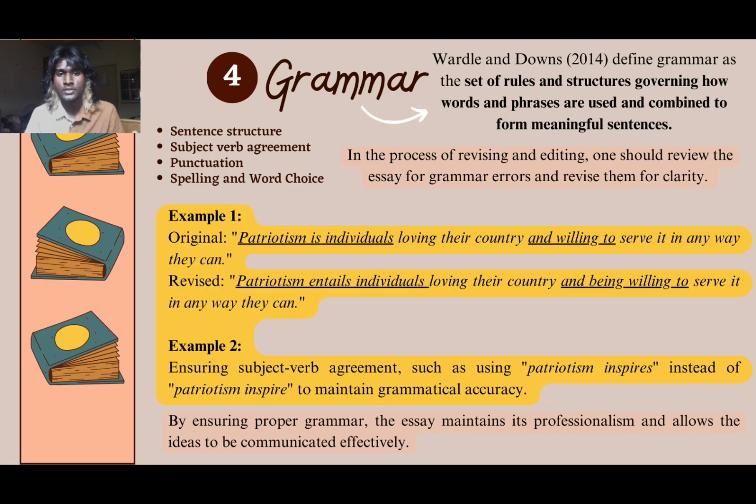For example 1, the original text may sound like: patriotism is individuals loving their country and willing to serve it in any way they can. When you revise it, you can correct it and say: patriotism entails individuals loving their country and being willing to serve it in any way they can. For example 2, ensuring subject-verb agreement, such as patriotism inspires instead of patriotism inspire, to maintain grammatical accuracy. By ensuring proper grammar, the essay maintains its professionalism and allows the ideas to be communicated effectively.